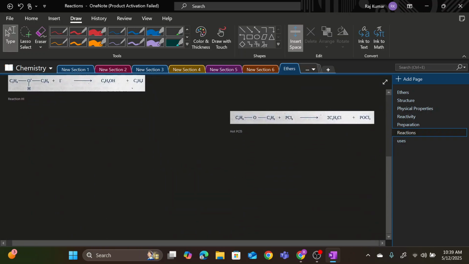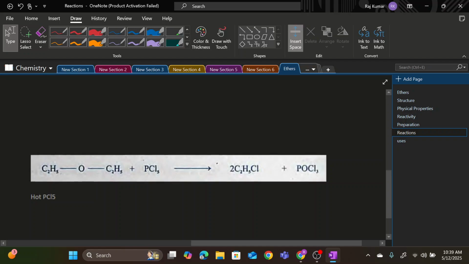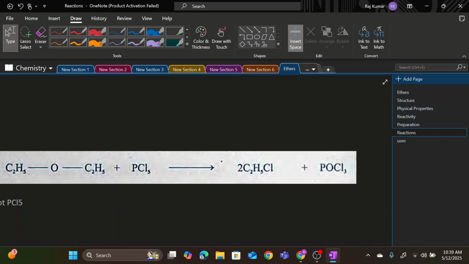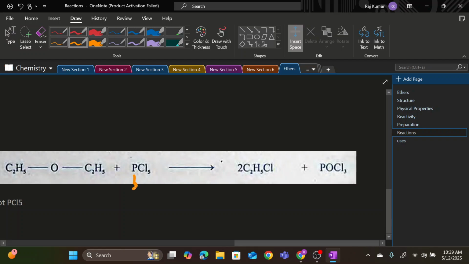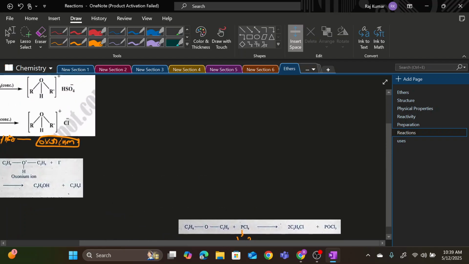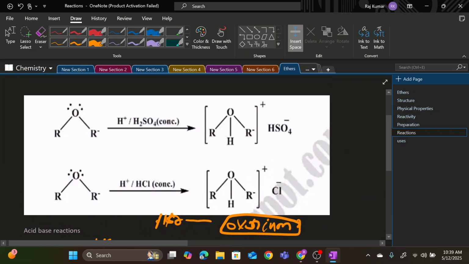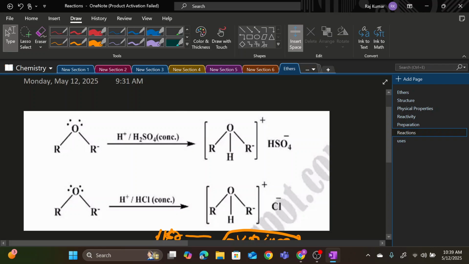And then we have an important reaction, which is the reaction of ether with phosphorus pentachloride. Phosphorus pentachloride reacted with ether is going to produce alkyl halide. This phosphorus pentachloride is supposed to be hot. It's hot phosphorus pentachloride. And then we have another reaction, an acid-base reaction.